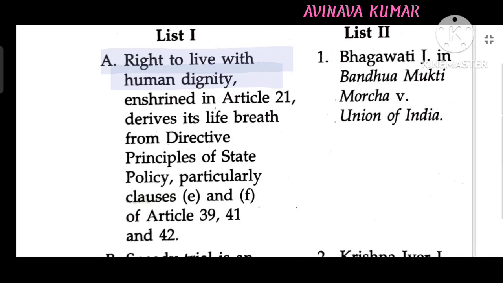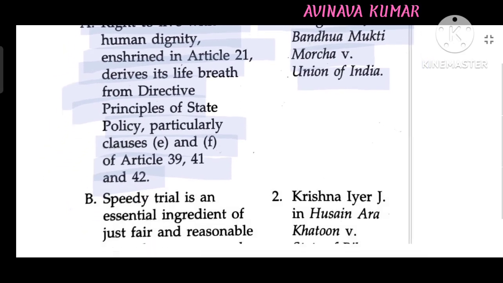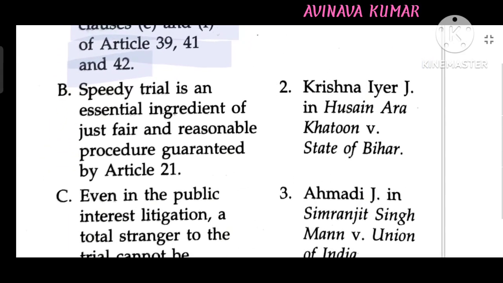Right to live with human dignity enshrined in Article 21 derives its life breath from directive principles of state policy, particularly clauses E and F of Article 39, and Articles 41 and 42. Bhagwati J in Bandhua Mukti Morcha versus Union of India. Speedy trial is an essential ingredient of just and reasonable procedure granted by Article 21. Krishna Iyer J in Hussainara Khatoon versus State of Bihar.